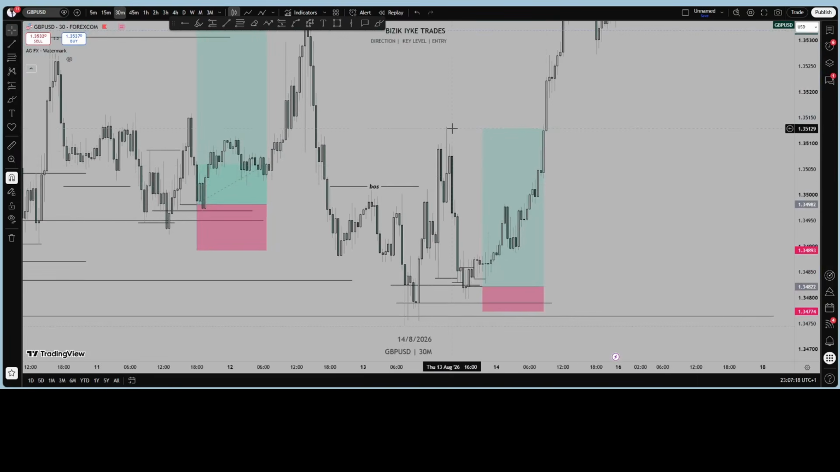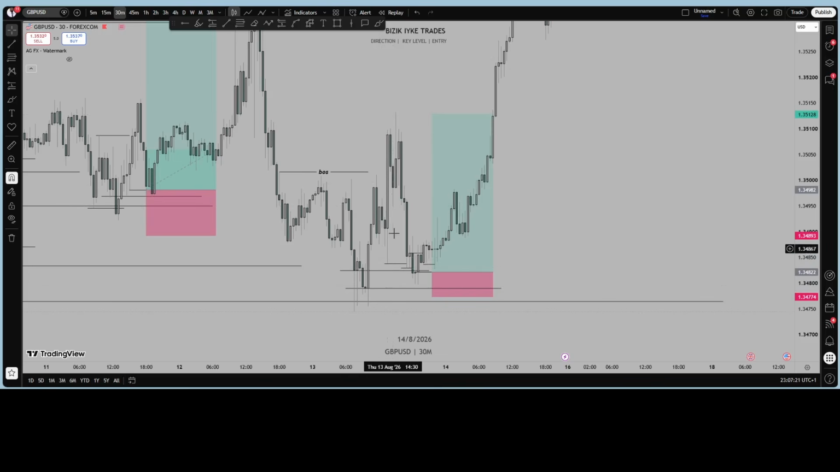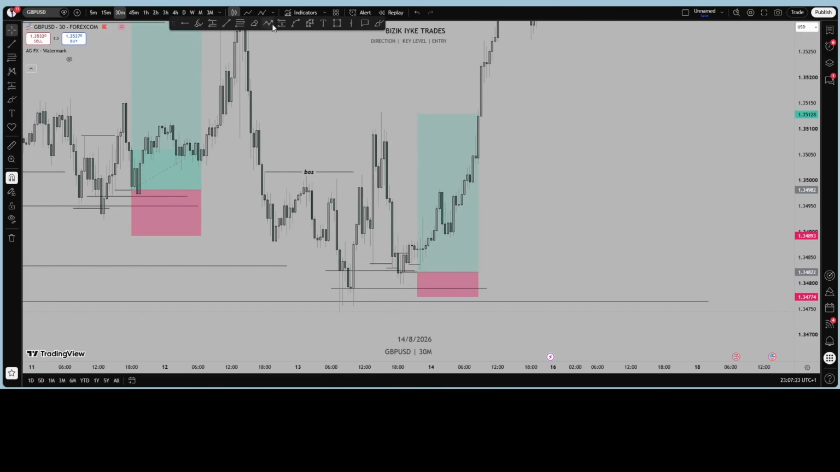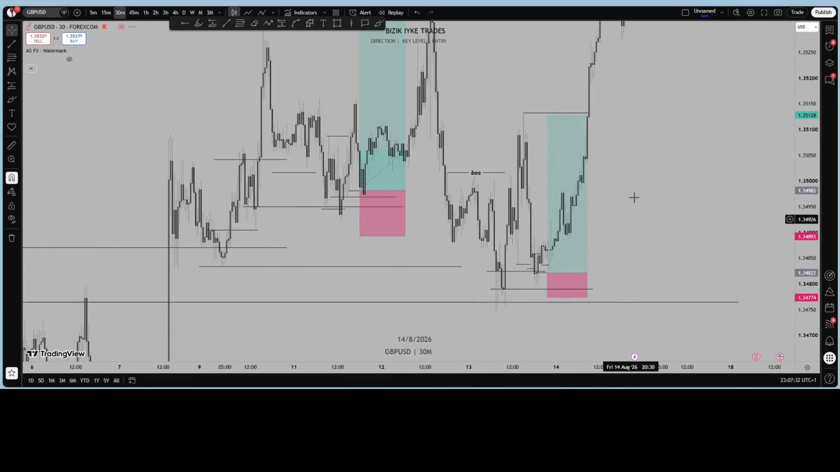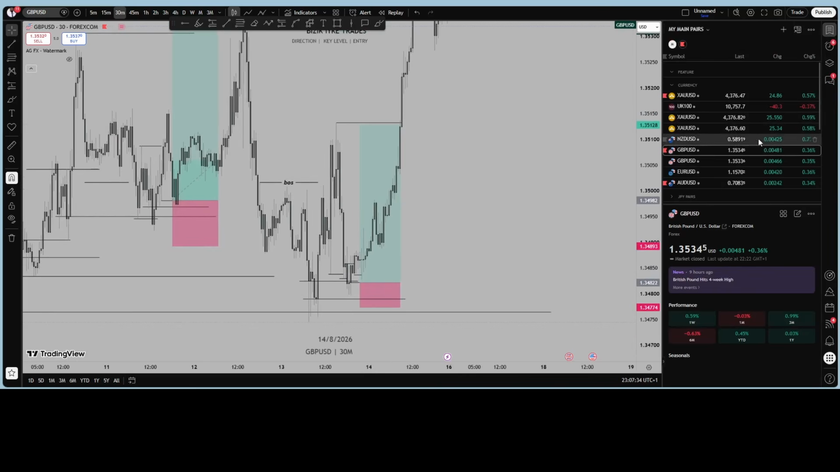So this was my target, right? Because if price can come for internal liquidity, price is going to come for the external. So your target should be the external. Your final TP should be your external, right? So this was another entry, and also I got another entry.